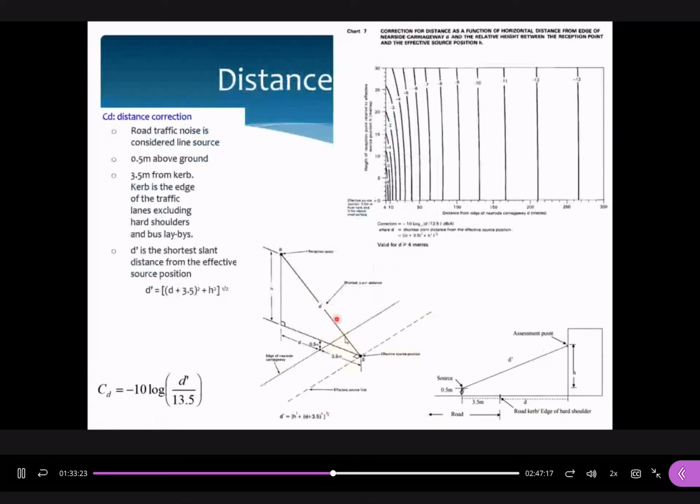After we measure the direct distance here, d is the direct distance between R and S. We may make use of this equation to find out the correction factor. This equation is exactly equal to the chart here. It depends on this distance, and this is the height of the reception points.